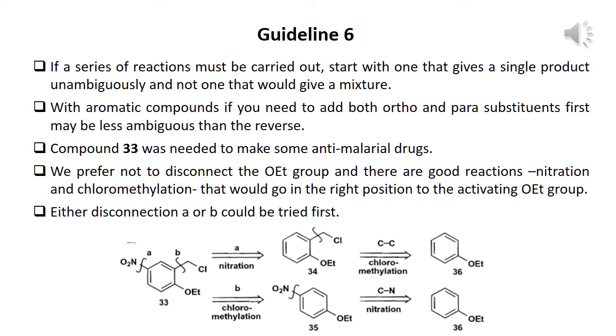In the other way, the disconnection B, we first disconnect the chloromethyl group, the C to C bond, and then we get 35, and after that we disconnect the nitro group, which we can get from nitration. So from 36 we can do the nitration to come to 35, and from 35 we can do the chloromethylation. So both can be done.